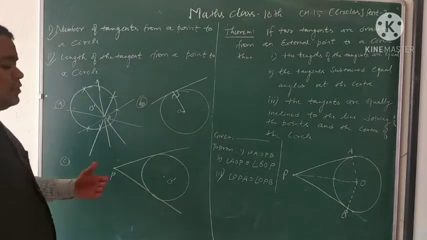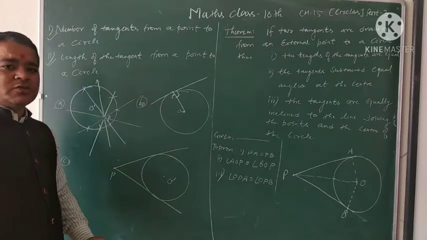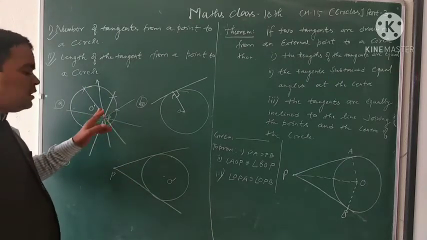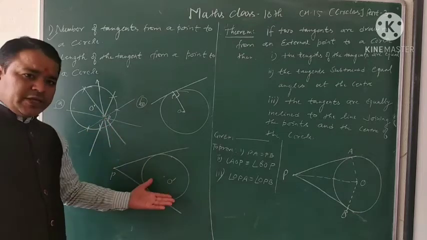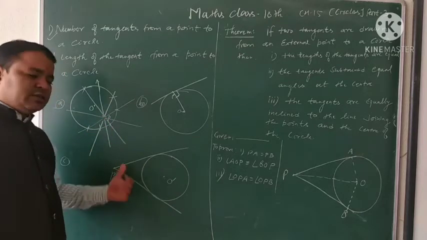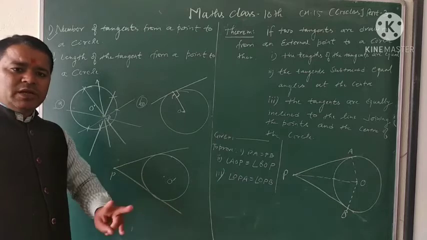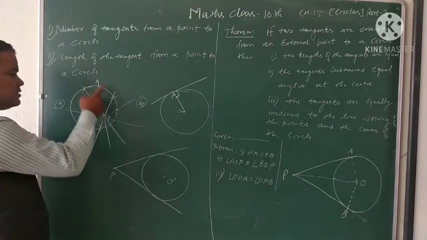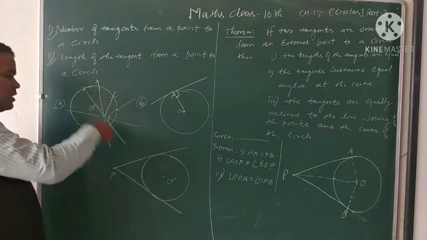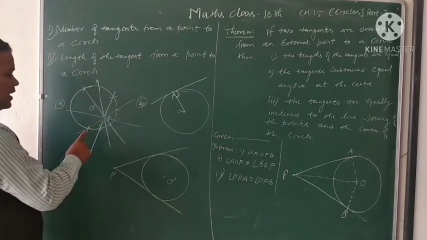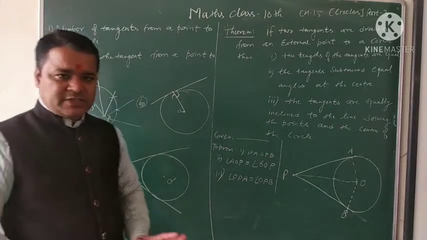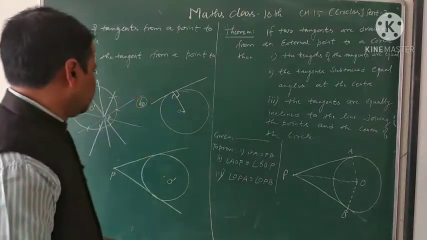Okay, then in which case is tangent not possible? It is only possible when the point is inside the circle. And if a point is outside the circle, then maximum how many tangents are possible? It is 2. But if the point is inside the circle, whatever line we draw, each line intersects the circle at 2 points. Okay, this is the concept.